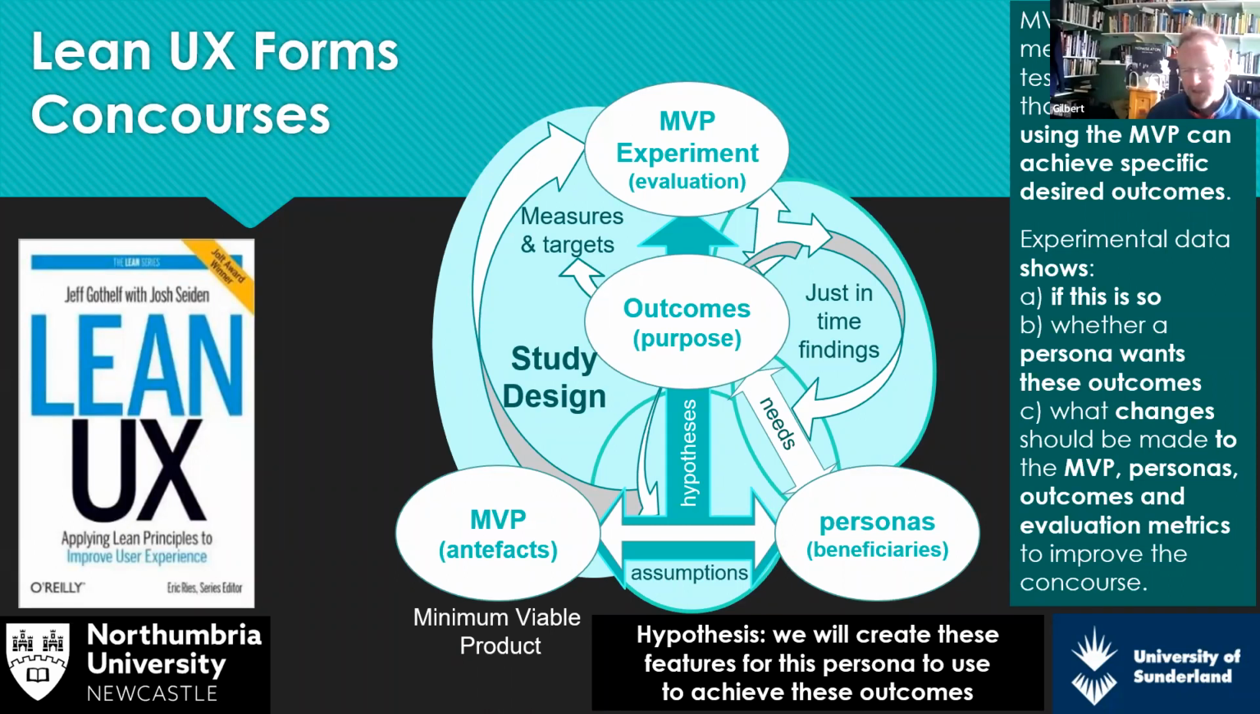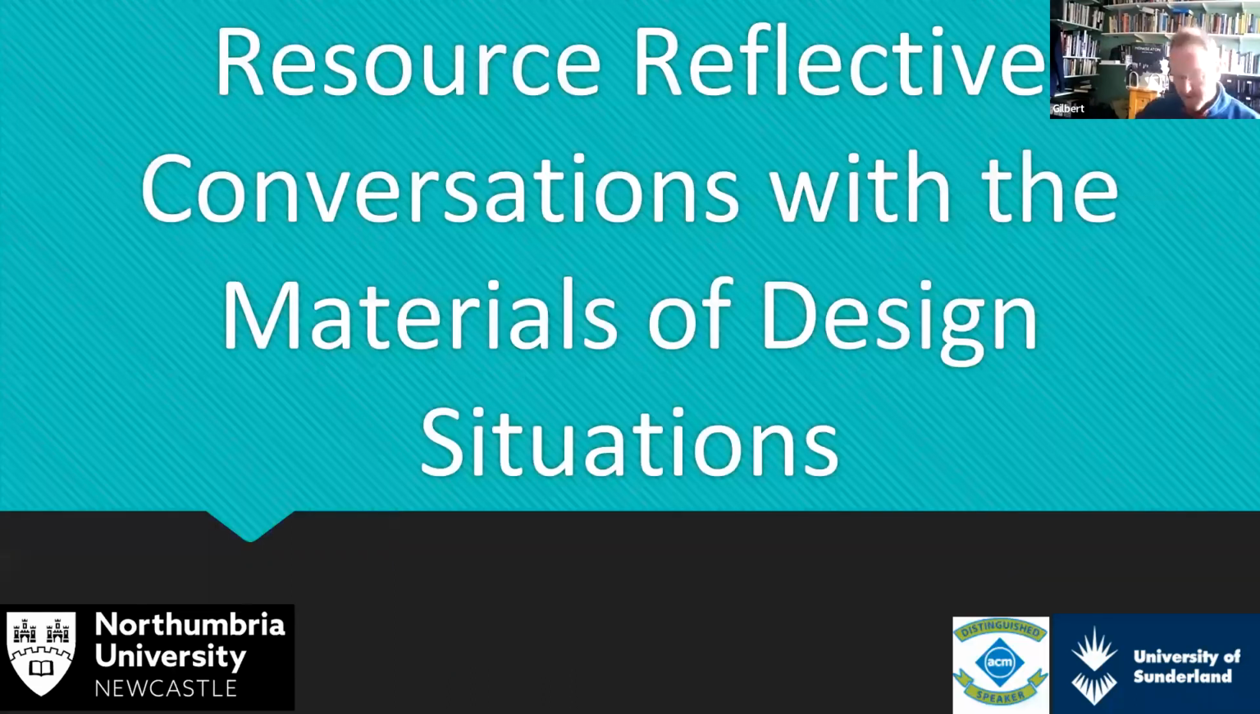And you can see it's a very complicated set of connections there. You've got connections to connections. And this is what happens when you unpack what has been hidden in an ISO diagram of 9241, actually looking at all the ways that these different arenas relate to each other in the planning and the results of an MVP experiment. So we also need to resource reflective conversations in Schön's manner when the material is the design situation.